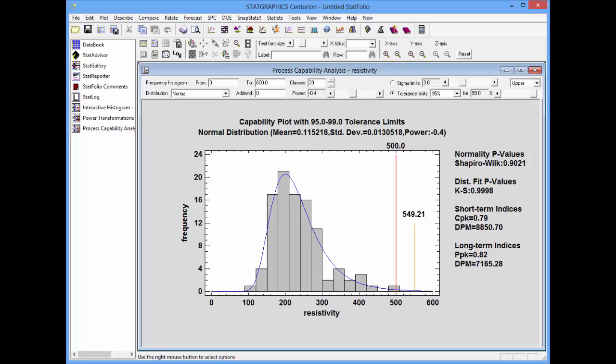Whether or not I like the results, what I've done by applying a power transformation is move the problem into a metric where the assumption of normality is a reasonable one. By doing this, I get results that I can believe.